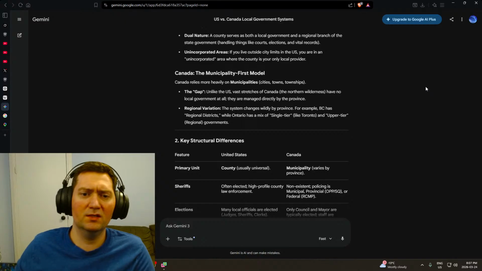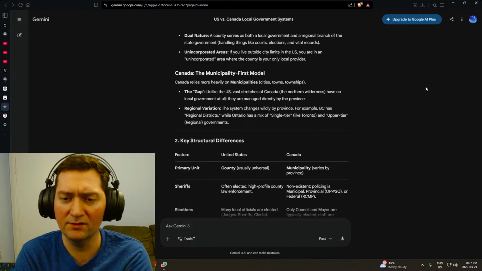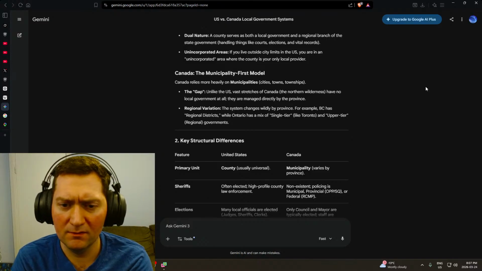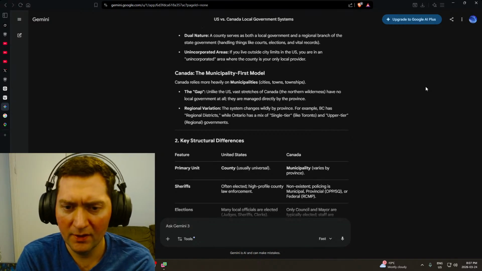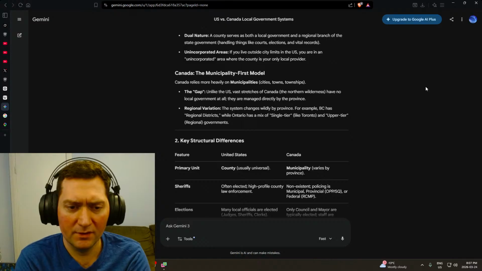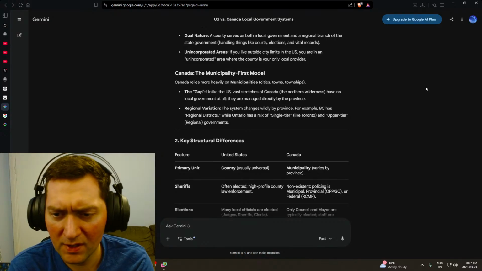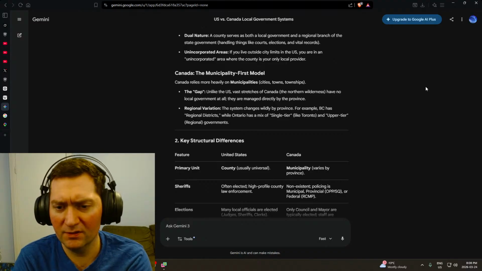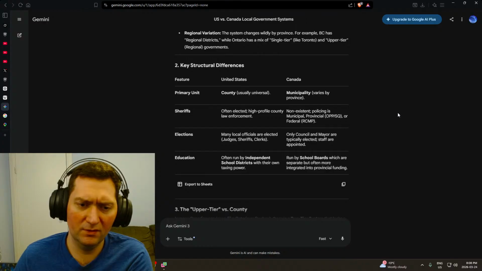Okay, Canada's municipality-first model. Canada relies more heavily on municipalities: cities, towns, townships. The gap: unlike the US, vast stretches of Canada, the northern wilderness, have no local government at all. They are managed directly by the province. The system changes wildly by province. For example, BC has regional districts, while Ontario has a mix of single-tier, Toronto, and upper-tier regional governments. Key structural difference.